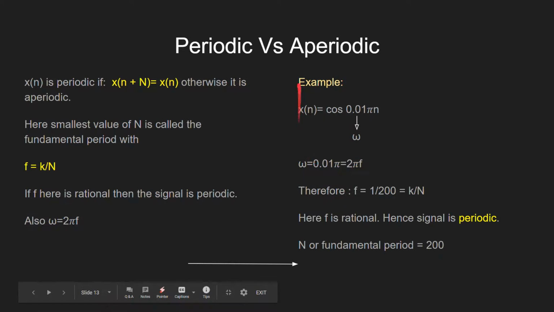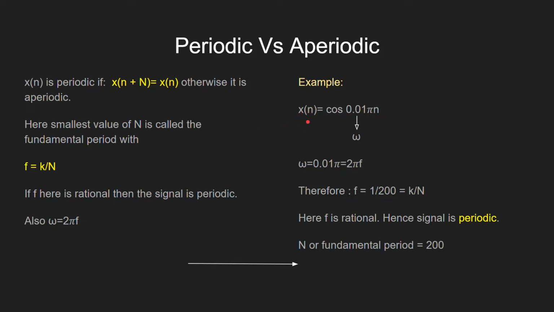Another classification is periodic versus aperiodic. An aperiodic signal basically means it is not periodic, and periodicity is defined by this formula here. Here a frequency can be calculated as k by n, or the smallest frequency. If f is rational, then the signal is periodic. Also remember this formula which you would have learned already, omega is equal to 2 pi f, where f is frequency. To explain this further, I have given an example here.